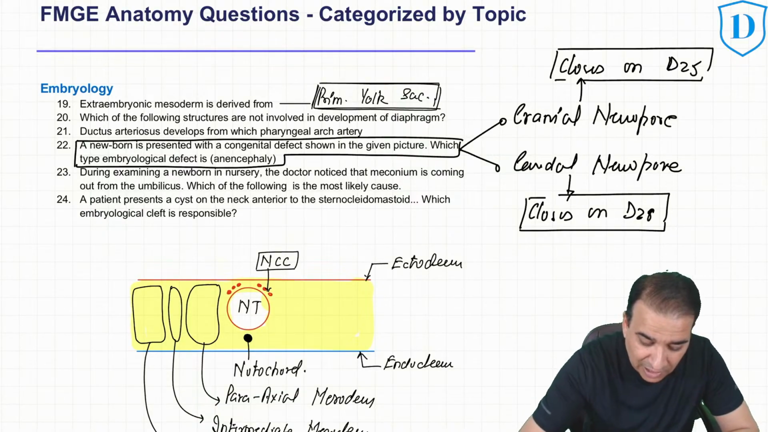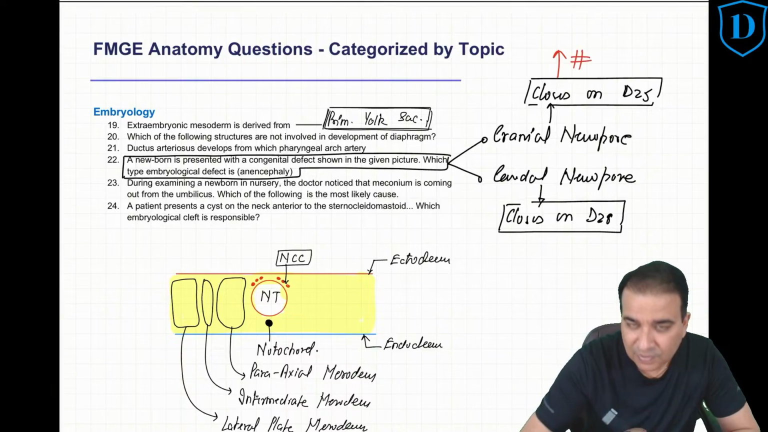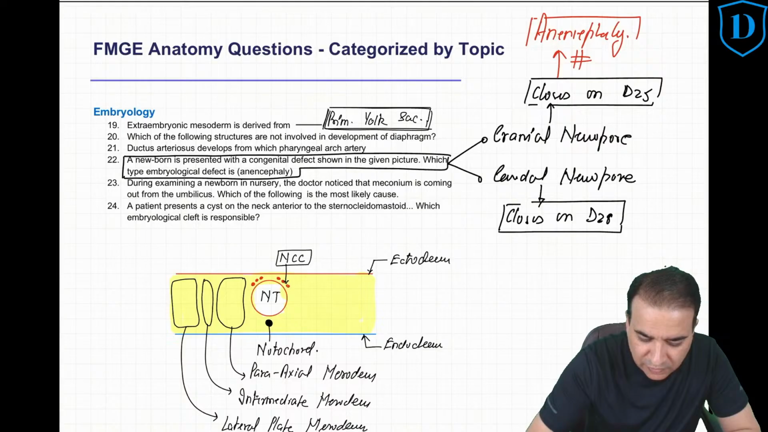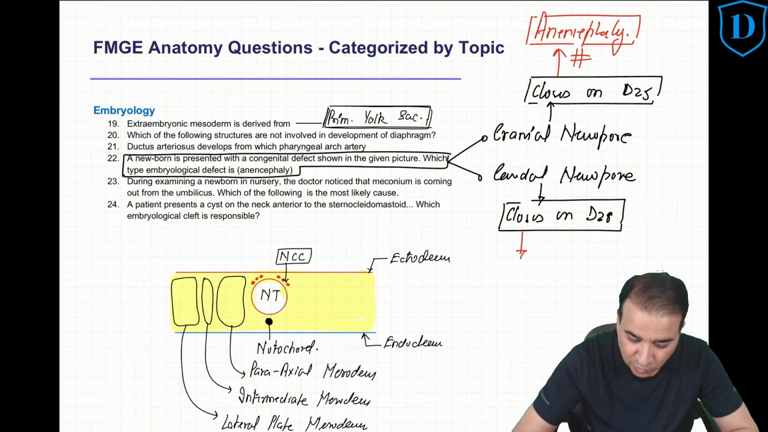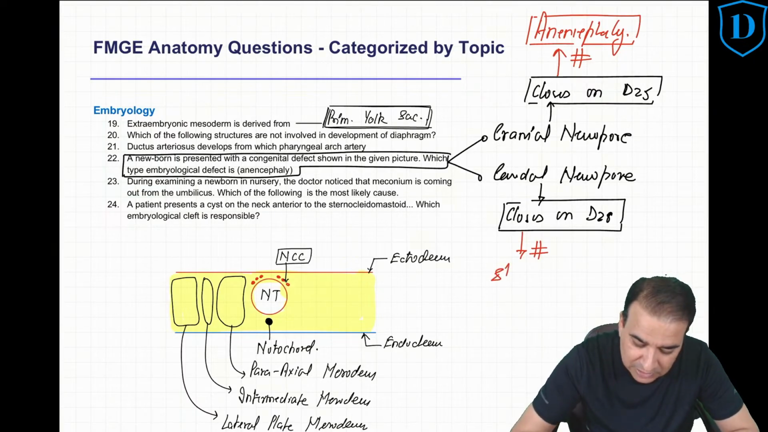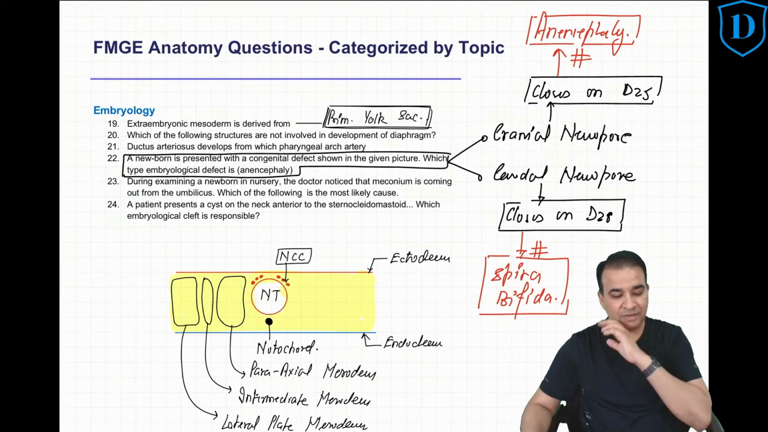अब क्वेश्चन ये है कि cranial neuropore अगर close नहीं हुआ, if it fails to close, then it will give rise to anencephaly. Anencephaly is because of the failure of closure of the cranial neuropore. Similarly, अगर caudal neuropore close नहीं हुआ, if there is a failure of closure of the caudal neuropore, then it will give rise to spina bifida. Then the condition could be spina bifida.